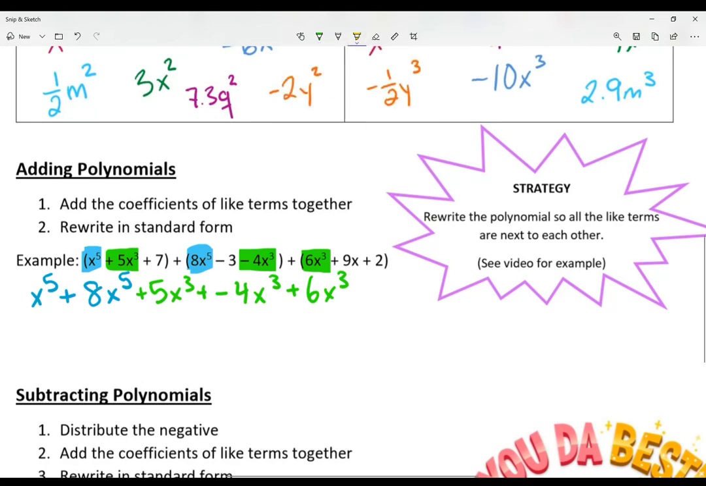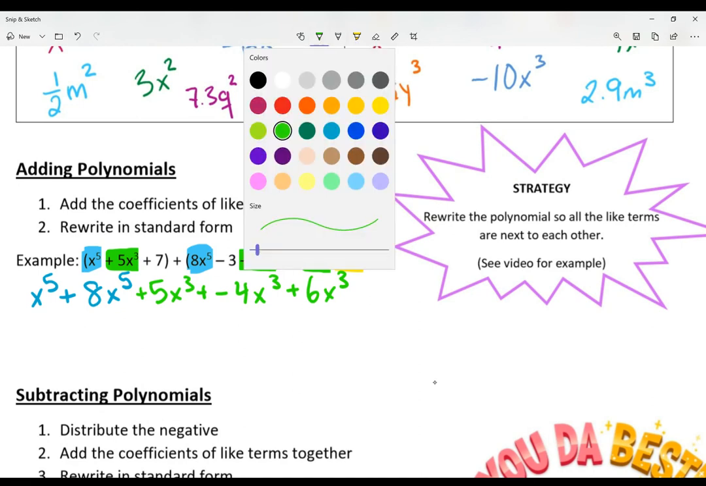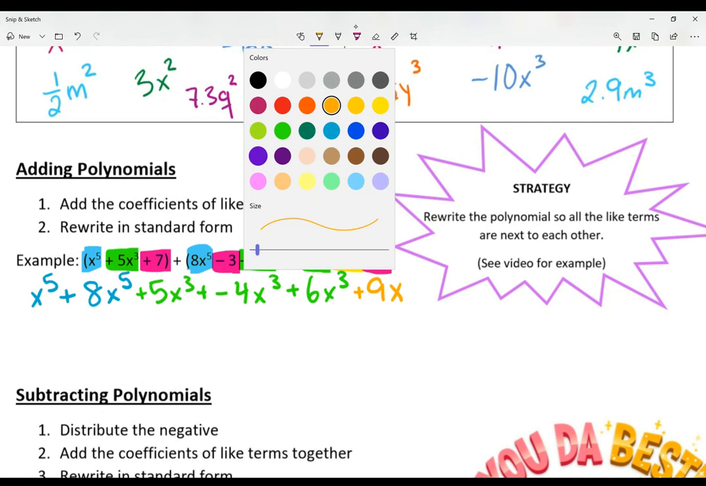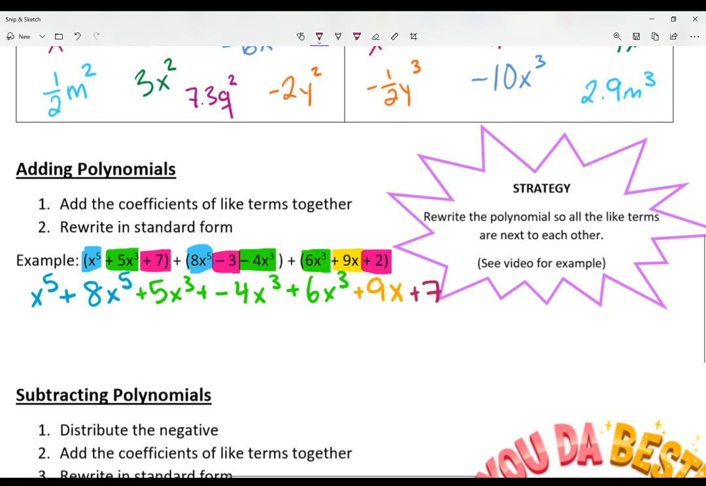Now let's move down to x squared. No exponent 2s. Let's move on to the linear term, just x. I only see 1. That's 9x. So plus 9x. And last but not least, I'm going to move on to the constants. We have 7, negative 3, and positive 2. So we got plus 7, plus negative 3, and plus 2.